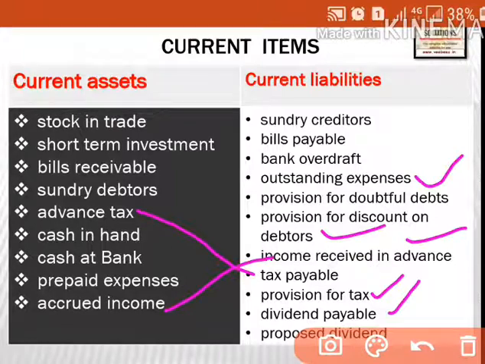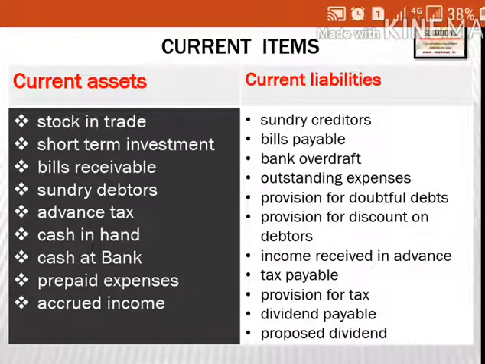It is taken as dividend payable. It is also a current liability. Then proposed dividend. Proposed dividend means dividend proposed by the directors but not paid. The proposed dividend will be shown in the balance sheet, so this item will also be taken as current liability.